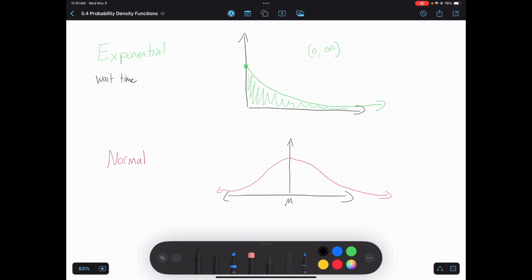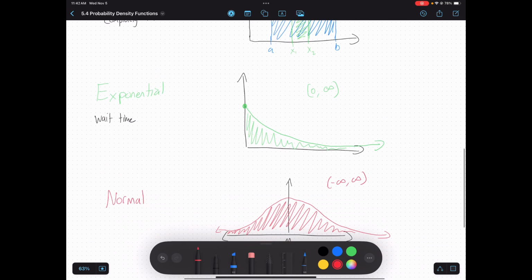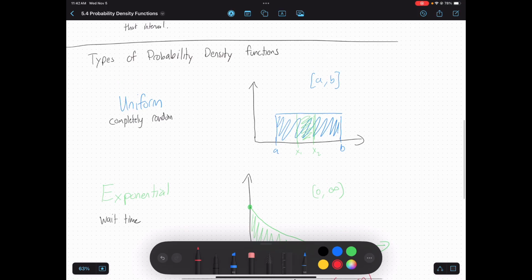We're going to talk more about this one in 5.5, but what's nice about it is the domain is from negative infinity to positive infinity, and even though it's got an infinite domain on either side, the area under the curve ends up equaling 1. So it counts as a probability density function. How we actually find that area, that's a question for 5.5. But those are different types of probability density functions, and hopefully you can see a little better how these work.